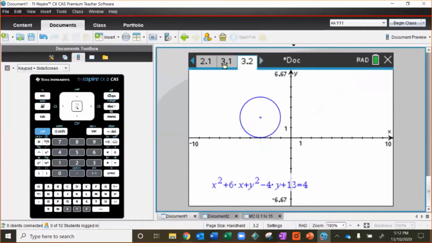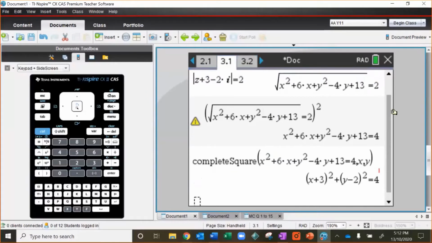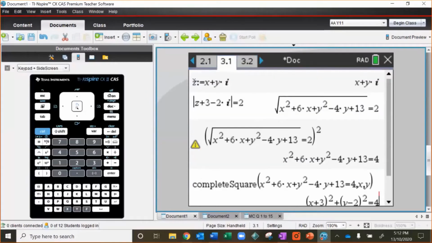I could see there was a question about what a sign means. This sign means let z be equal. So this is a control template that tells the calculator, remember my z is x plus yi, because this is the general expression for the Cartesian form.